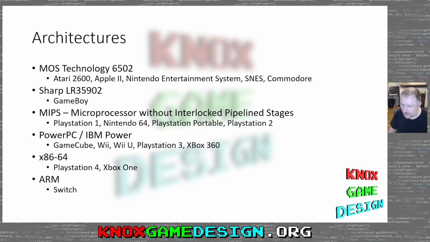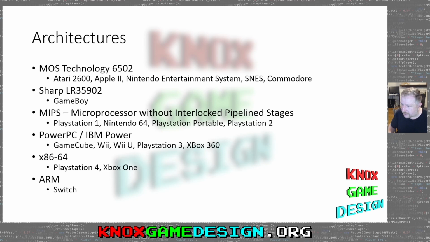The Game Boy, my first handheld console, uses the Sharp LR35902 processor. The MIPS processor, MIPS actually stands for microprocessor without interlocked pipeline stages. It was used for PlayStation 1, Nintendo 64, PlayStation Portable, and PlayStation 2. Then as we got into the new millennium, everything switched over to PowerPC, which I believe was originally used in the Macintosh and the Apple computers, which is also called IBM Power. It is used in the GameCube, Wii U, PlayStation 3, and Xbox 360.